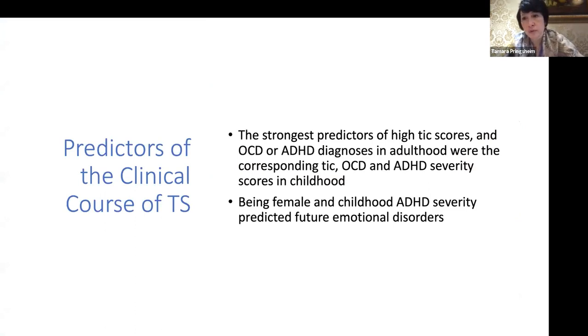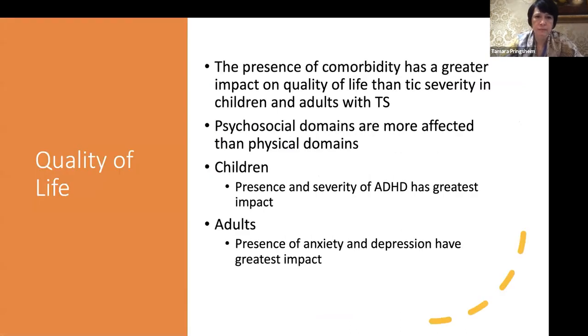In terms of looking for predictors of the clinical course of Tourette syndrome, the strongest predictors of high tic scores and OCD or ADHD diagnoses in adulthood were their corresponding symptom severity in childhood. Being female and the severity of childhood ADHD predicted future emotional disorders. So you can see that for many people, tic severity does improve with time.